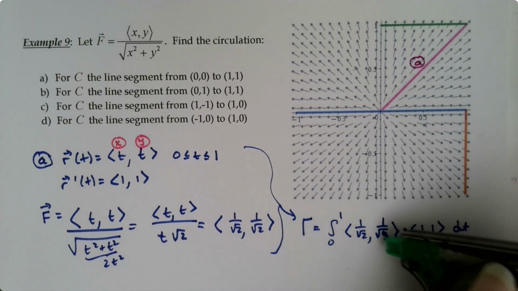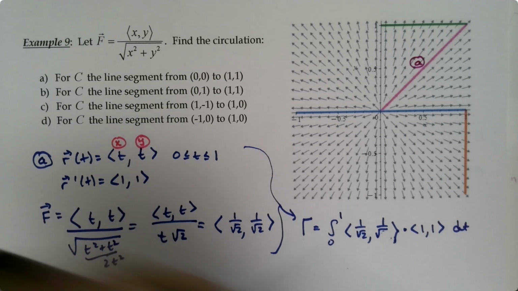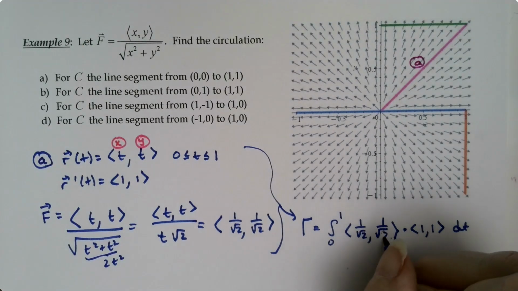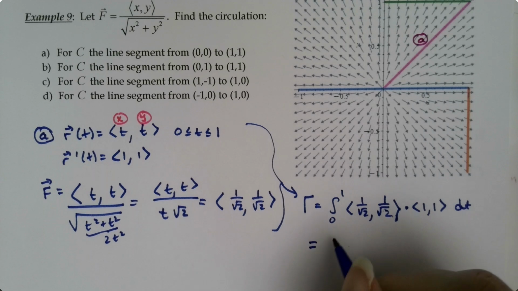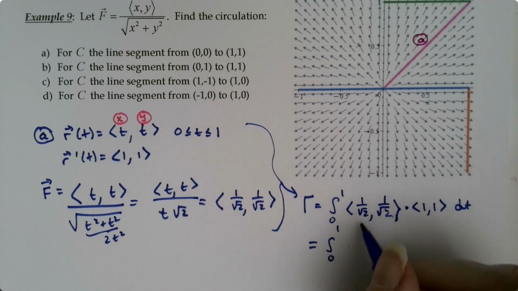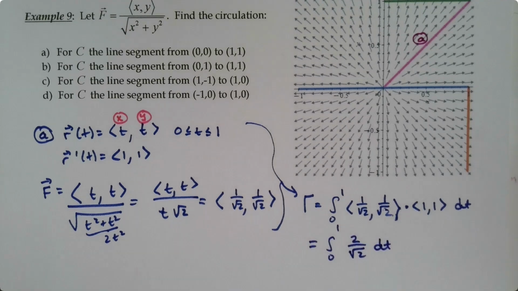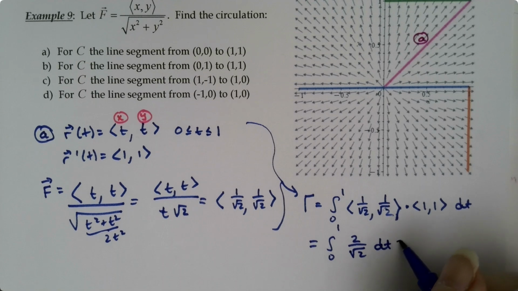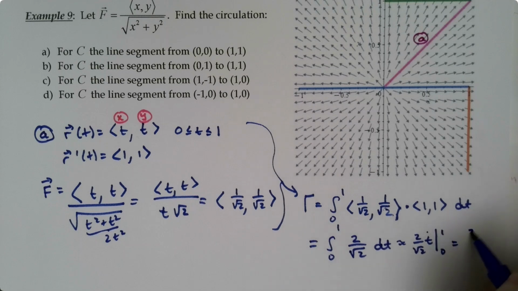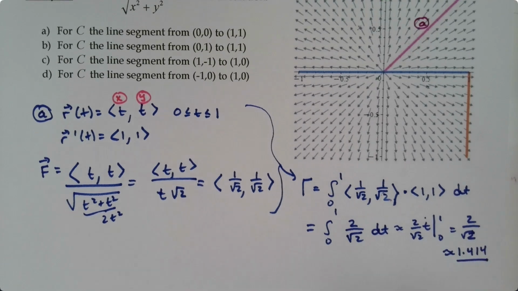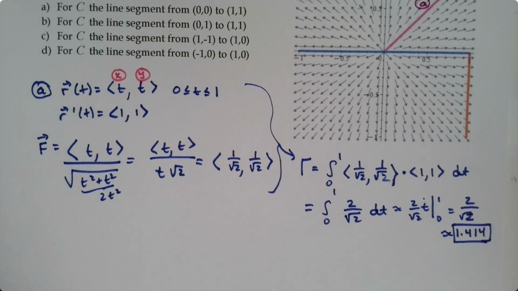All right, so then we just put that together, find that dot product. So this is the integral from 0 to 1 of 1 over the square root of 2 plus 1 over the square root of 2. So 2 over the square root of 2 dt, which is 2 over the square root of 2 times t from 0 to 1, which would be 2 over the square root of 2, which is about 1.414. Let's put that right there. All right, so that's A.